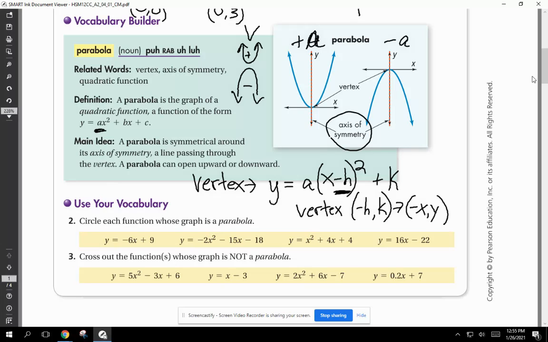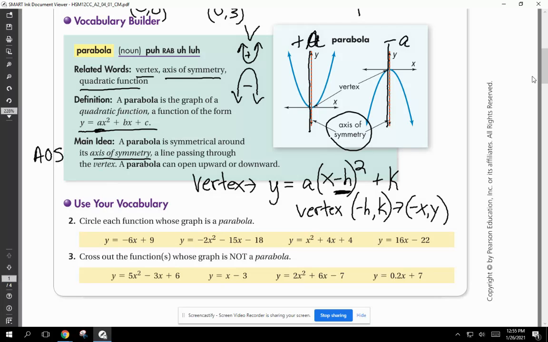So your words: vertex, axis of symmetry, quadratic function. The definition: a parabola is a graph of a quadratic function, a function of the form, and here's the standard form right there. Main idea: a parabola is symmetrical around its axis of symmetry, which we talked about. It goes straight through. This is the y, and this is again the AOS. They abbreviate that by saying the AOS.